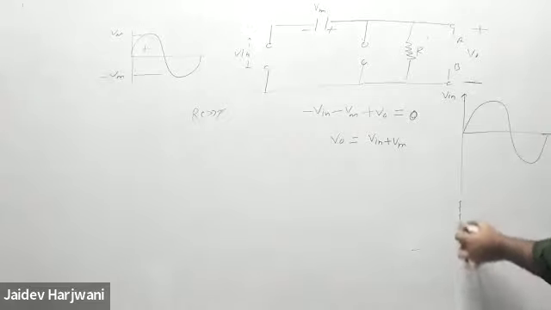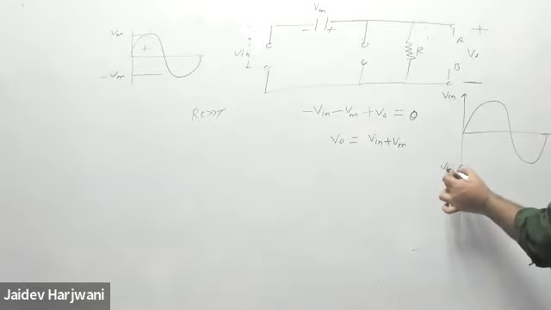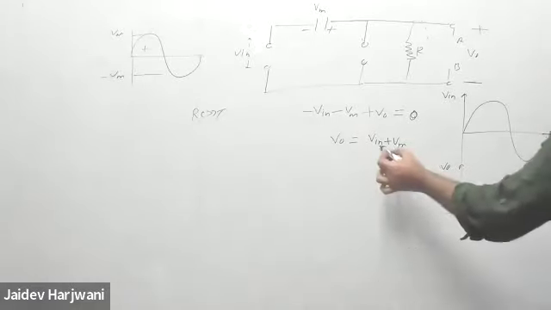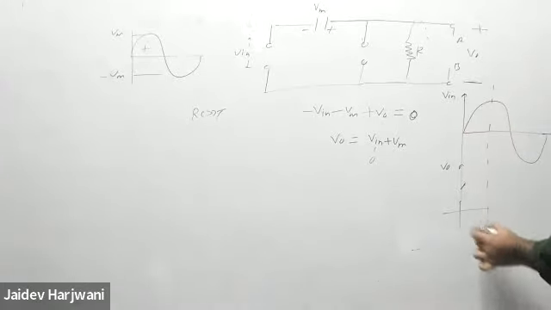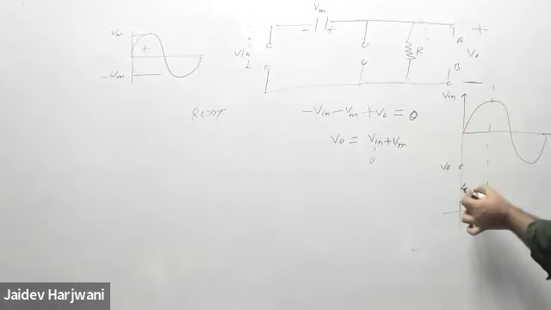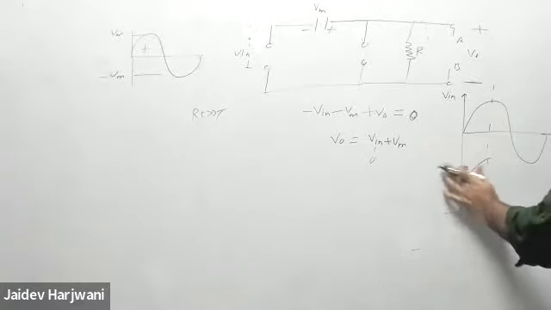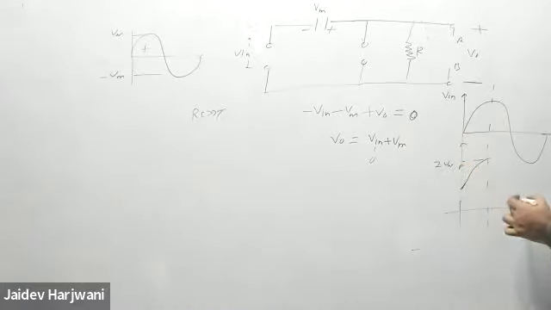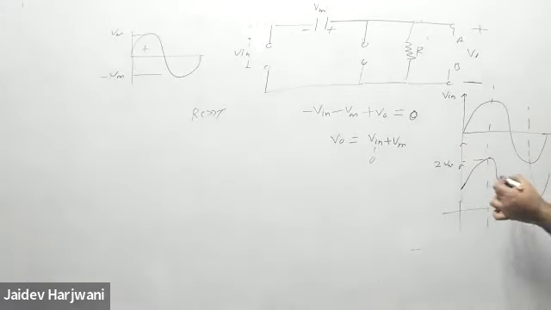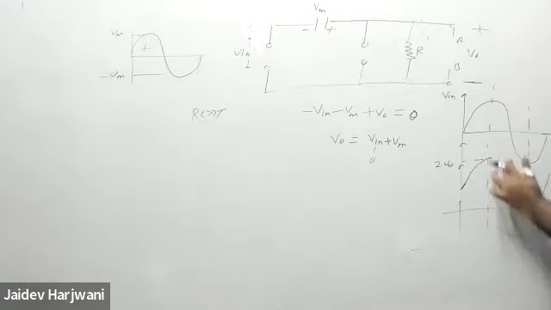Okay, and now I'm plotting the output V naught. When my V input is 0, my output is Vm. And when my input is Vm, my output is 2 Vm. Like this. And when the input is minus Vm, I have a 0 like this. So you'll draw it nicely.